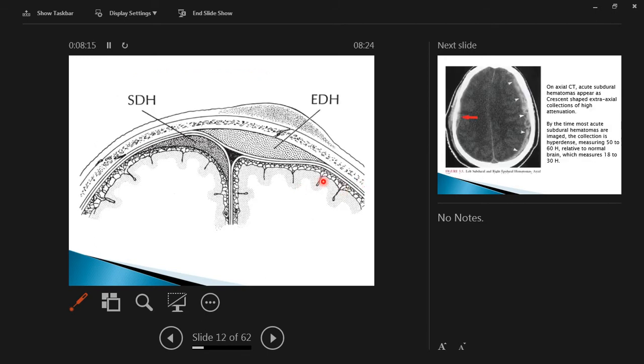The reason why this doesn't cross and this does is shown here: the outer periosteal layer of the dura is firmly attached to the inner skull table at the suture sites, while the subdural space is less tightly attached. So the epidural hematoma doesn't cross the sutural line, but can cross the falx, while the subdural hematoma can cross the suture and may layer over the entire hemisphere, but doesn't cross the falx cerebri.